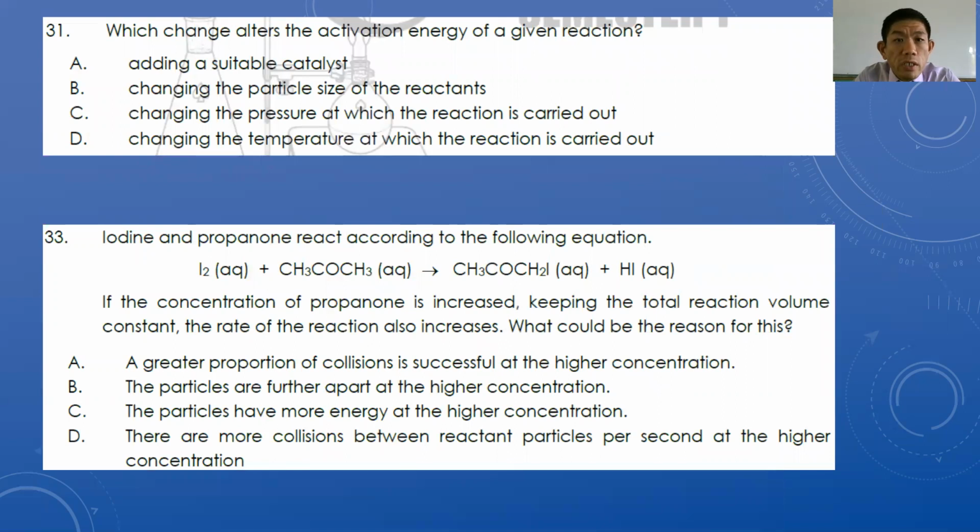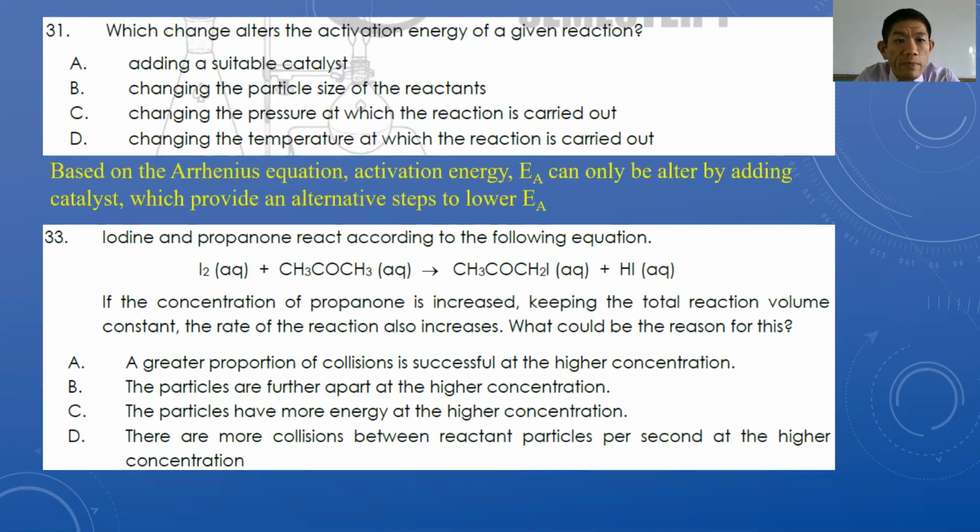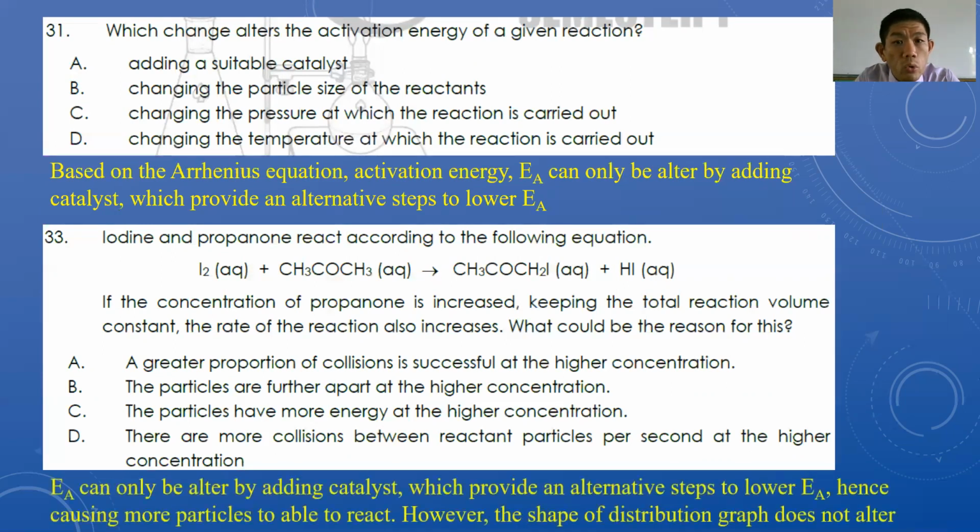Which change alters the activation energy? Adding a suitable catalyst, based on the Arrhenius equation, ln k = -Ea/RT + ln A. A catalyst will lower the activation energy, so that is true. Changing the particle size will not, changing the pressure will not, and changing the temperature at which the reaction is carried out will not lower the activation energy. However, it can change the rate constant. So the best answer here is A.